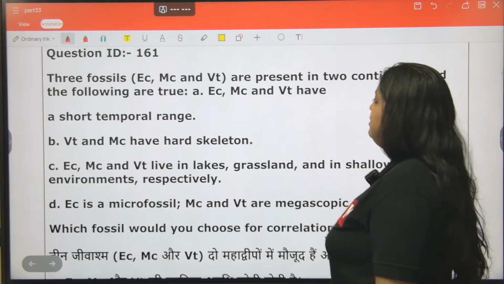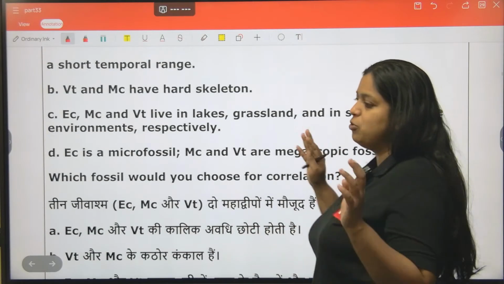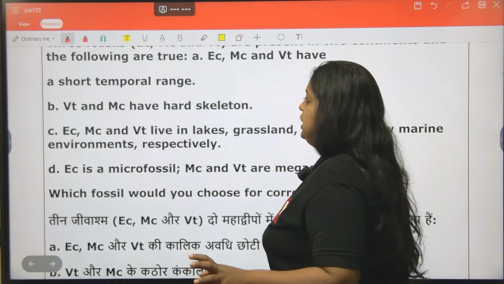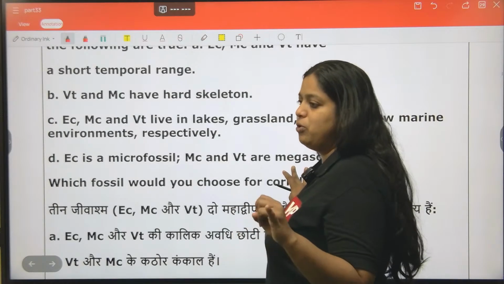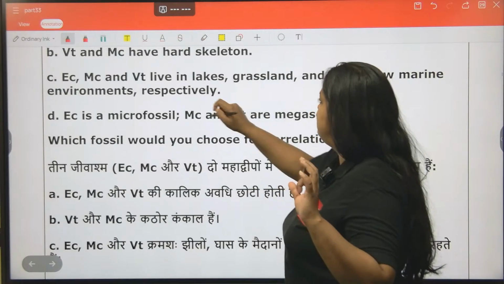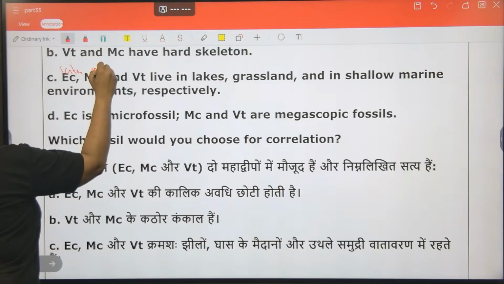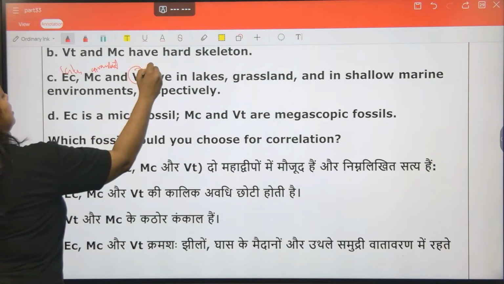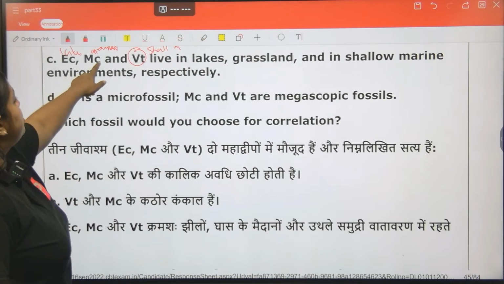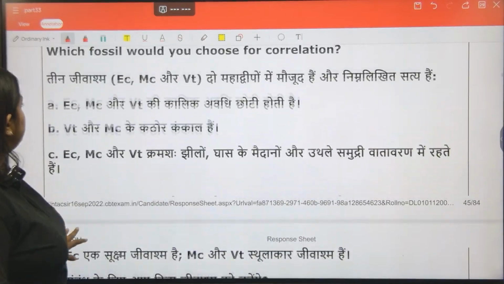Three fossils are here, EC, MC, VT, representing two different continents. So you just have to correlate one continent with the other continent. Among these three fossils, which one will you choose? All three have a short temporal range. VT and MC have hard skeletons. EC lives in lakes. MC is associated with grassland. VT is shallow marine. EC is microscopic. MC and VT are megascopic fossils. Among these three situations, which one will you choose?